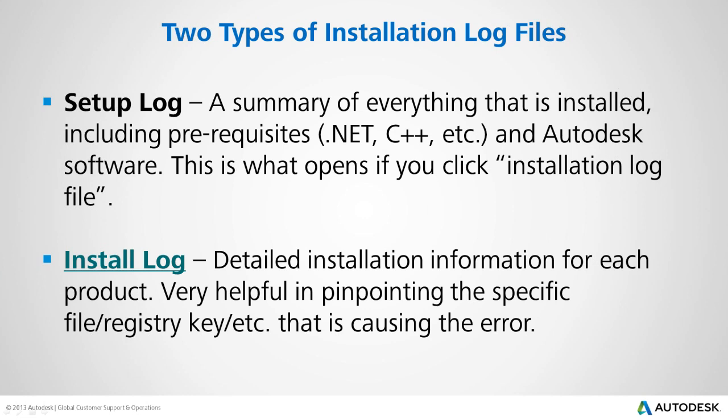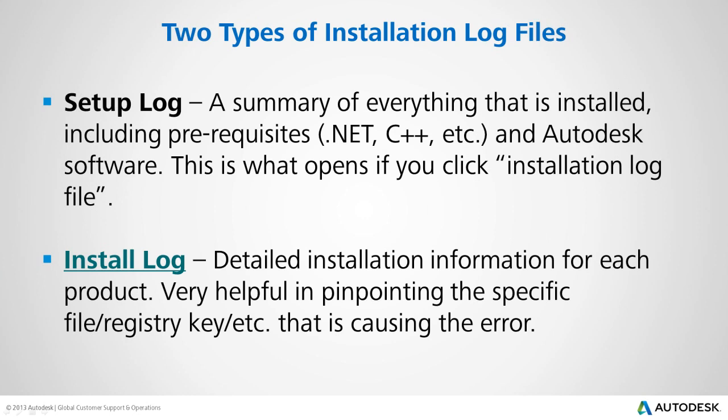So on that previous screen where it said some products failed to install, there were some links to an installation log file that you can click on. This is what it will open. It will open the setup log. It will not open the install logs themselves, just the setup log, to at least give you an idea of what particular part of the install may have had the error.